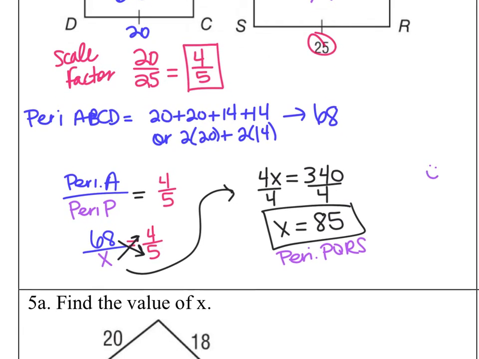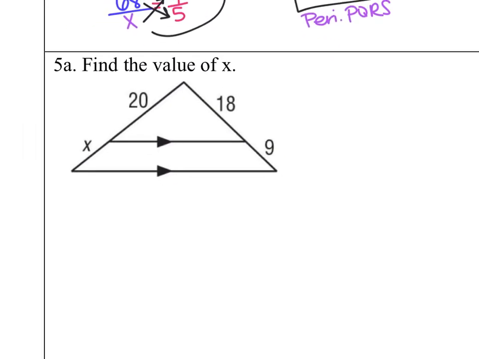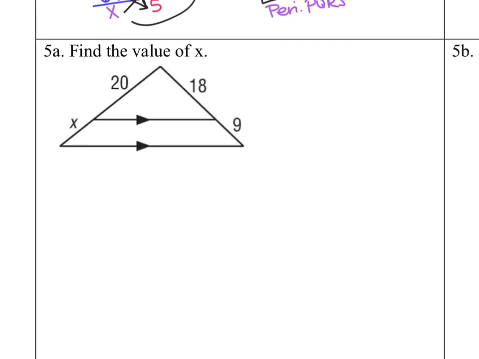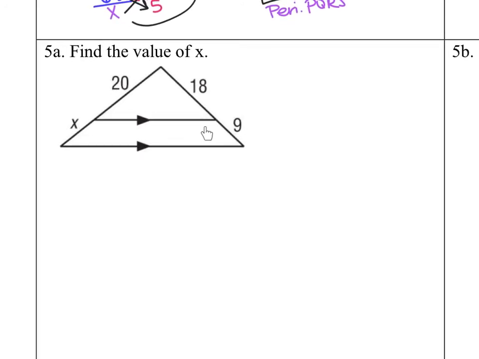All right. So here, looking at number 5, we want to find the value of x. So we have here a triangle. We're told that these two segments are parallel lines. All right, we know that by the little triangles that they give us. Okay, so to find the value of x, we need to set up our proportion. Okay, so we can say 20 over x, so left side of our triangle, is going to be equal to the right side of our triangle, 18 over 9.